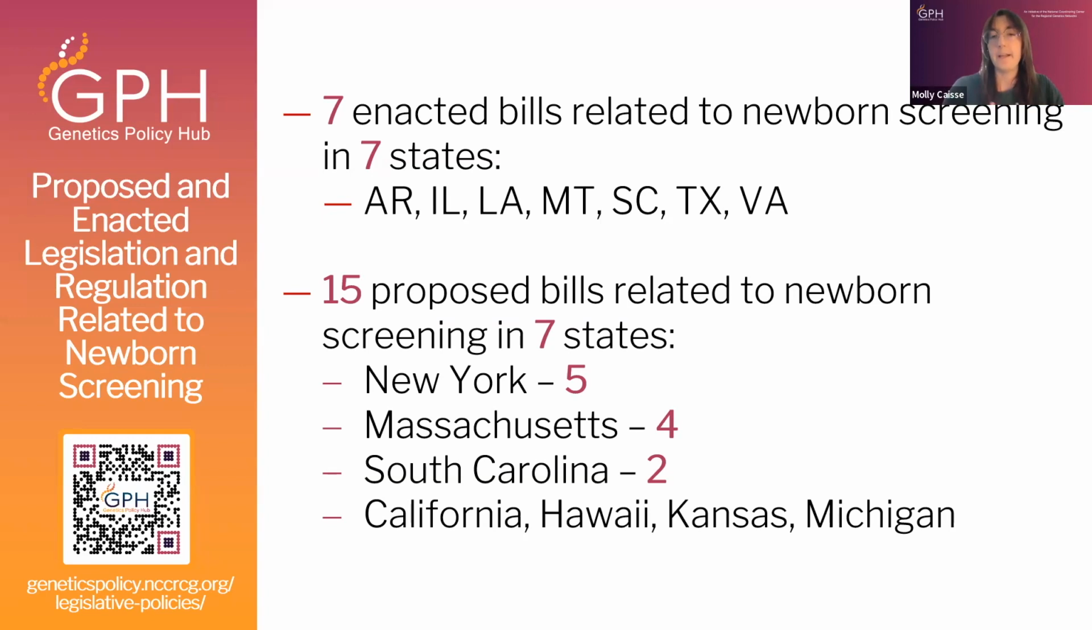So you can see there have been 7 enacted bills related to newborn screening across 7 states as of the beginning of this year. And there are currently 15 proposed bills related to newborn screening, also across 7 states. So this is really an example of some of the information we display in the Genetics Policy Hub related to our tracking of proposed and enacted legislation and regulation.